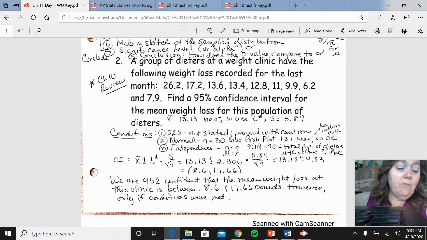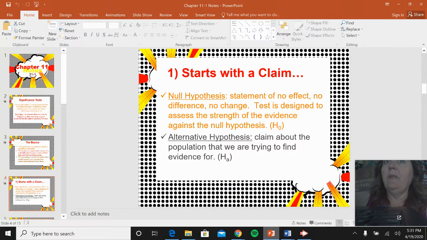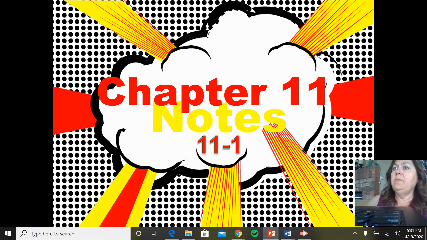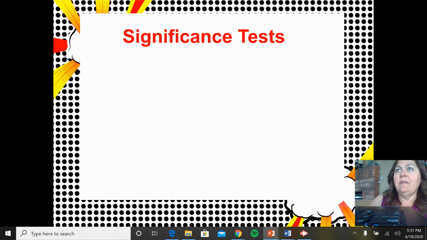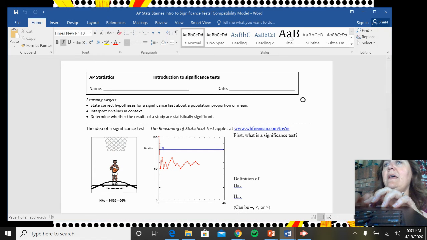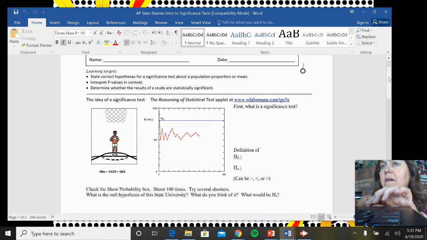Now, what we're going to do is hop into the notes. If I can get back up to the first page. Okay, chapter 11, section 1. And on your worksheet that you have, let me pull that up if I can. There it is. This one right here is the one you should have in front of you, Introduction to Significance Testing. And this applet that we're going to use in a minute.